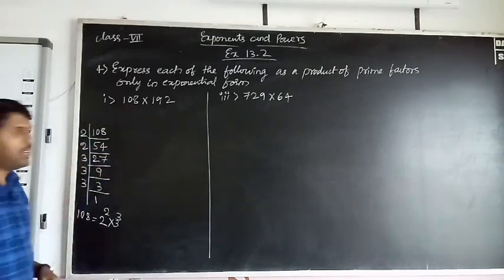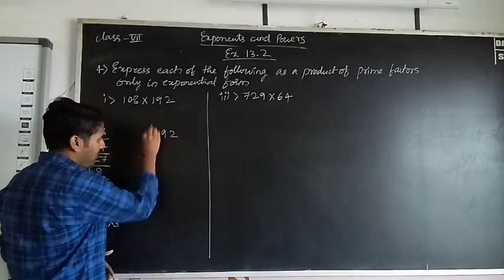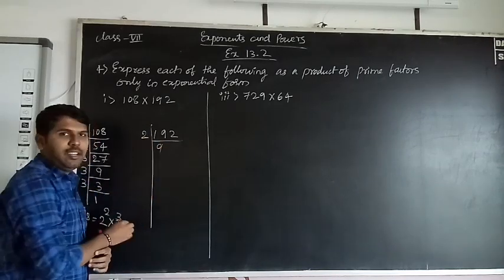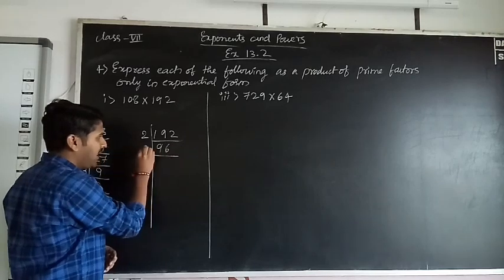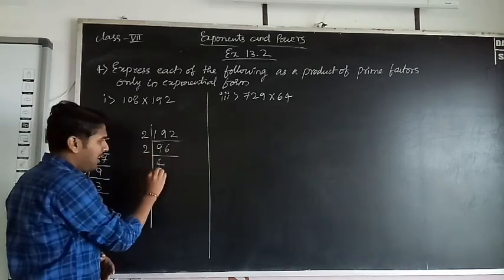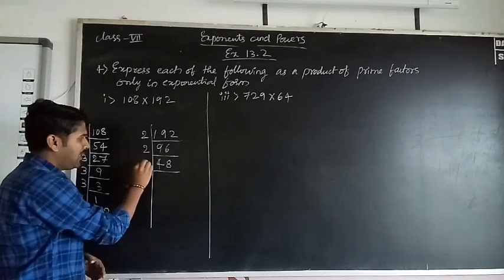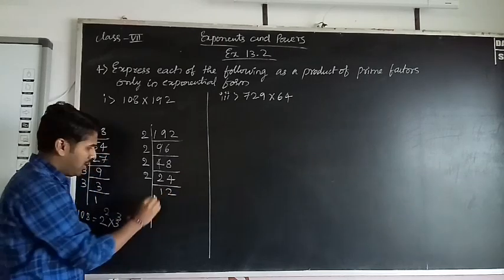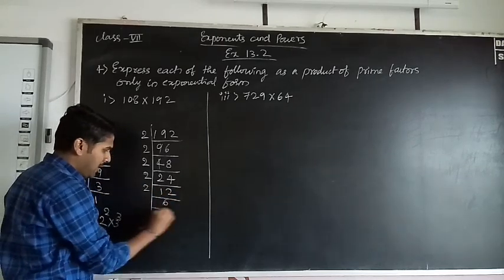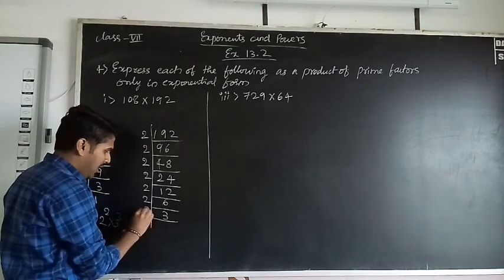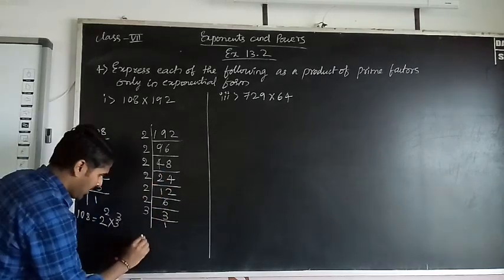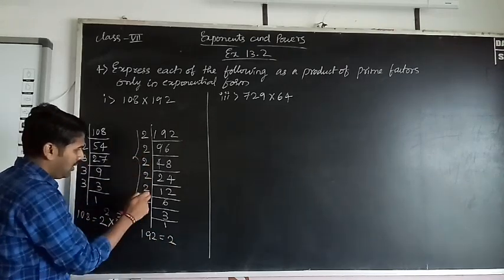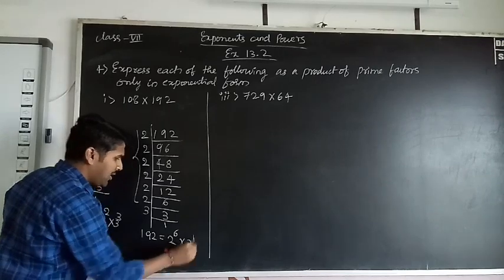So next, try 192. This is your number, divided by 2. 2 9s are 18, 1 remains 2. 2 6s are 12. Next again 2. 2 4s are 8, 2 8s are 16. Next, 2 2s are 4, 2 4s are 8. Next, 2 1s are 2, 2 2s are 4. Next, 2 6s are 12, 2 3s are 6, 3 1s are 3. So what is the answer? 192 equals 2 raised to how many 2s? 3 6s. 2 raised to 6 into 3 raised to 1.